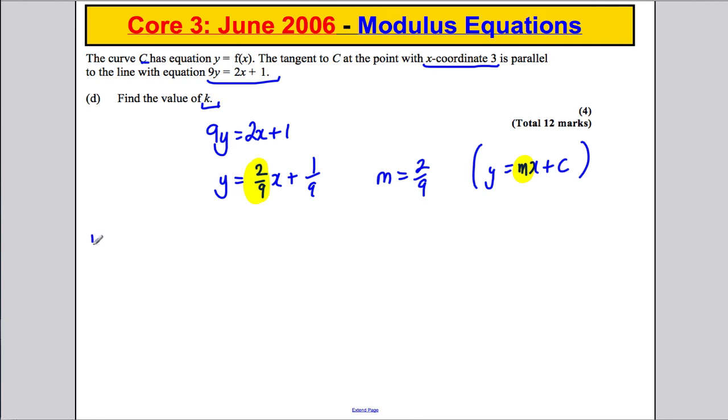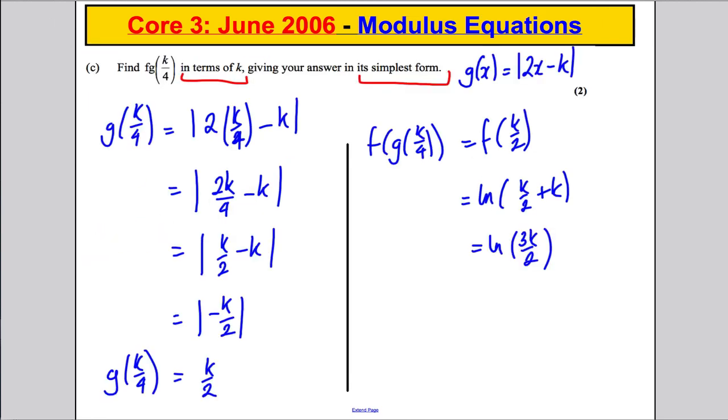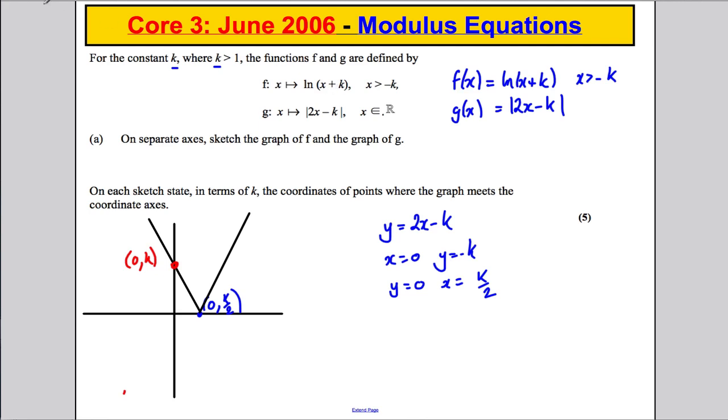Okay, I also know that the graph is y is f of x, which is equal to ln of (x plus k).